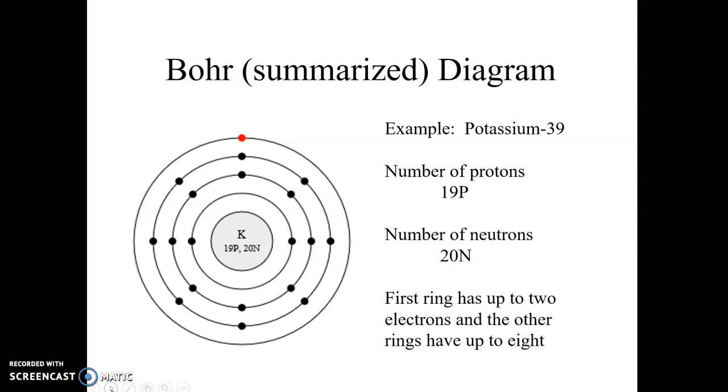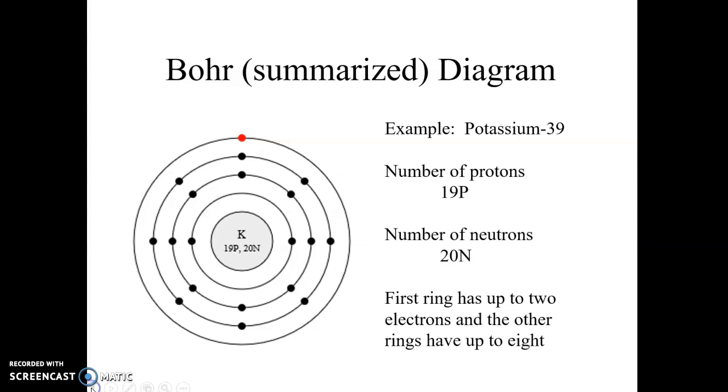When you do these summarized diagrams, the very innermost ring, called the first energy level, cannot hold more than 2 electrons. So we will only ever put 2 dots on that first ring. Each of the rings, as you go out further, we're going to do a maximum of 8 dots. I personally like to organize my dots. It makes it easier to count how many I have. It's up to you whether you do that or not, but I think you will find it easier.